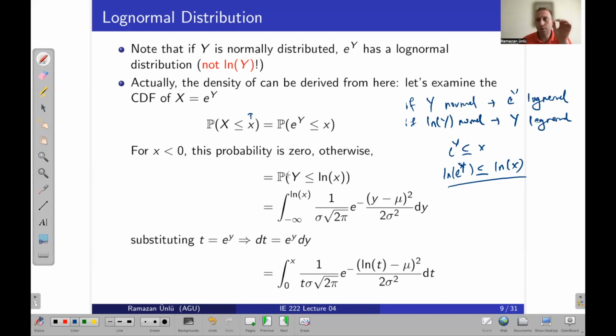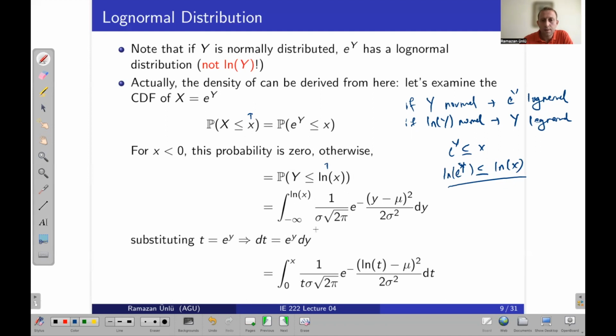And we start from the normal distribution, so y can take values between minus infinity and ln of x, because that is a given particular constant value. We have to accumulate all the probabilities between minus infinity and ln of x. That is how we derive the CDF, or how the CDF works.